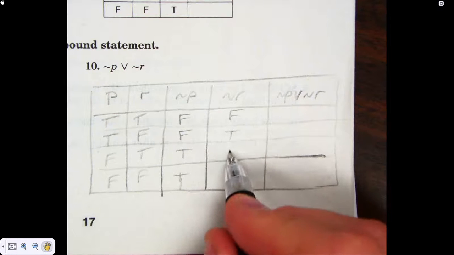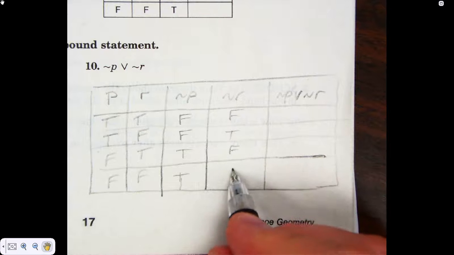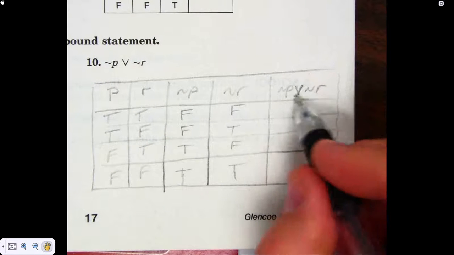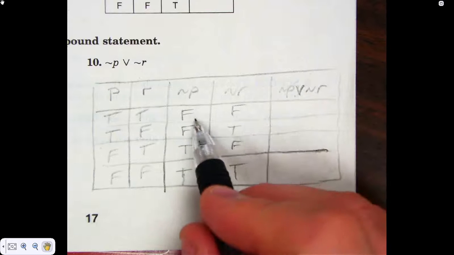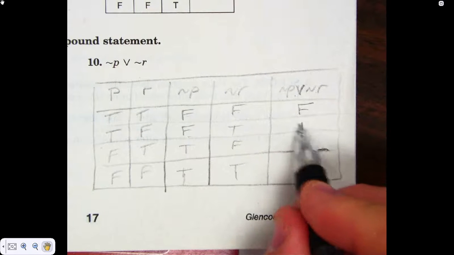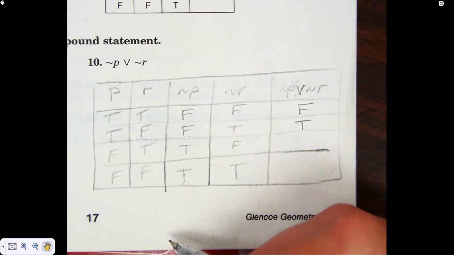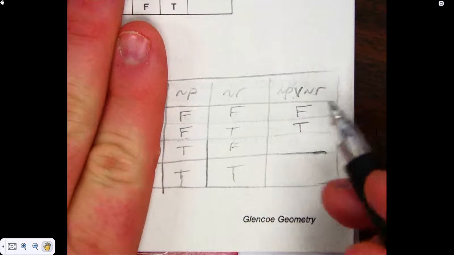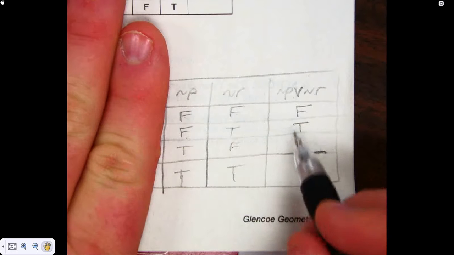Now we're just doing this or that. False, false. This would be false. False, true, true. Why true? It's or. Only one of them has to be true. Remember, we're just dealing with those two, right? Only one of them has to be true. What about this one? How about this one? All done. That's not too bad, is it?